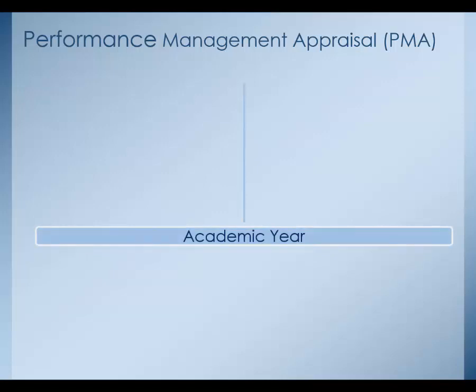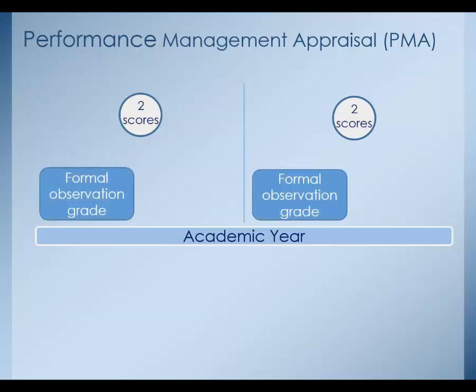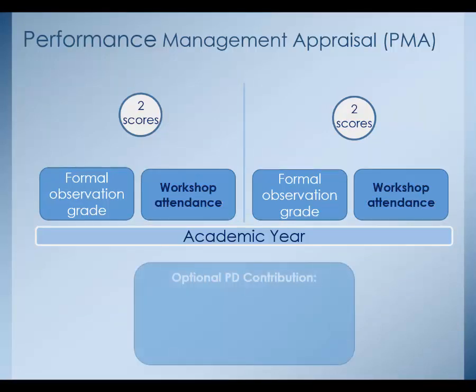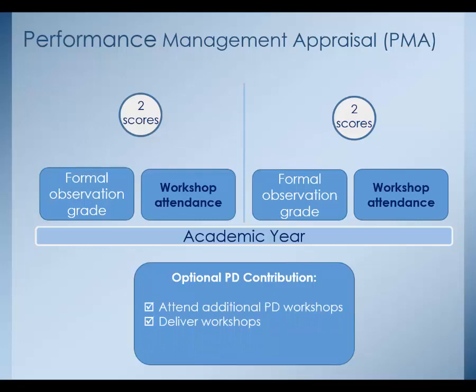The academic year is comprised of 2 semesters. The PD unit awards 2 separate scores per semester, one for your formal observation and one for your workshop attendance. Your workshop attendance score can be bolstered through optional PD contributions, such as attending additional PD workshops, delivering workshops, participating as a mentor, and/or through other significant contributions.